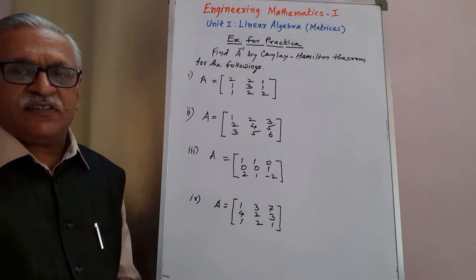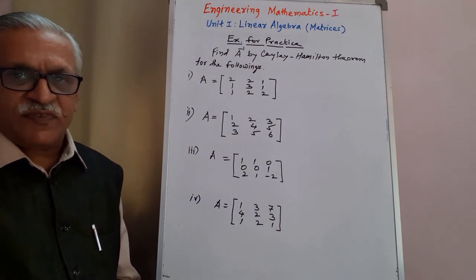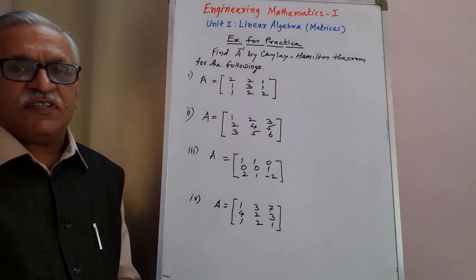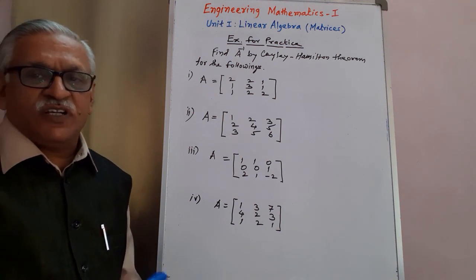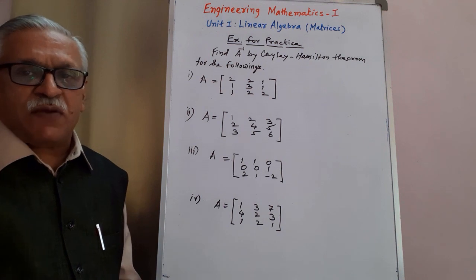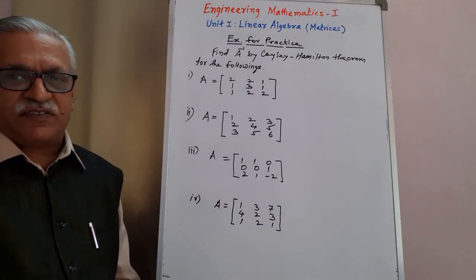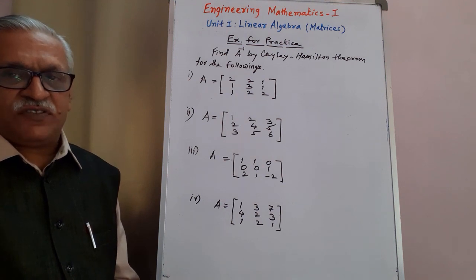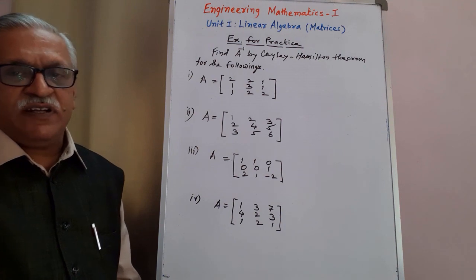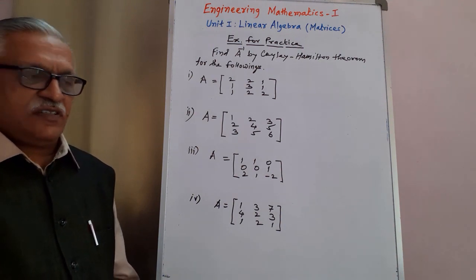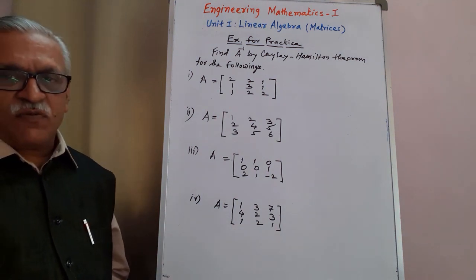In short, I will repeat what steps we have to perform. First step, find the characteristic equation. Then apply the Cayley-Hamilton theorem, write down that new equation, and then pre-multiply that new equation by A inverse to obtain the matrix of A inverse. These are the 3 major steps to obtain A inverse. Therefore, complete all this as a homework problem.